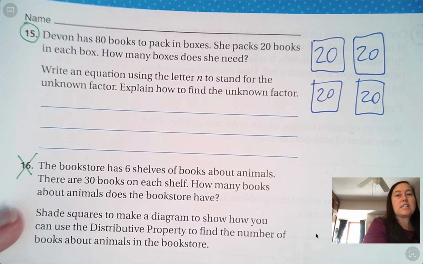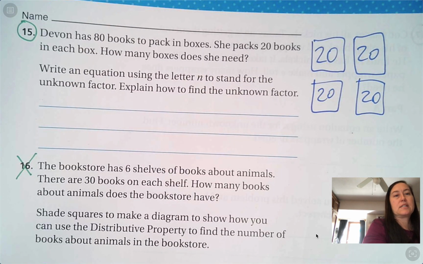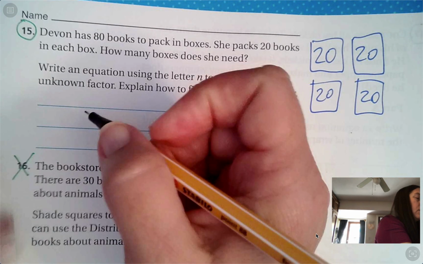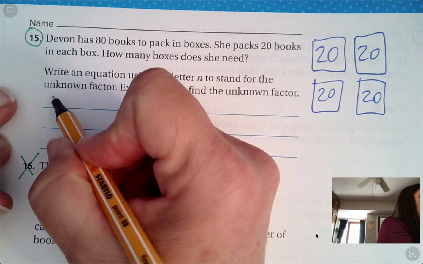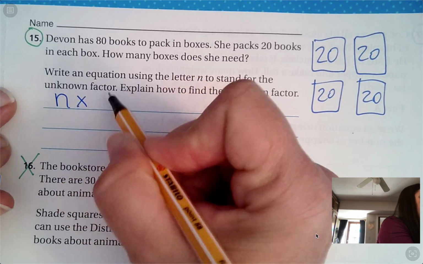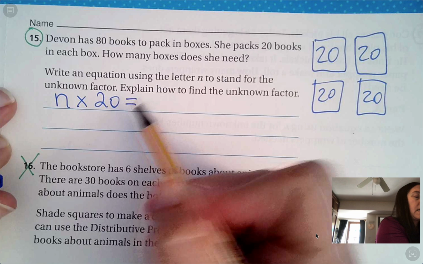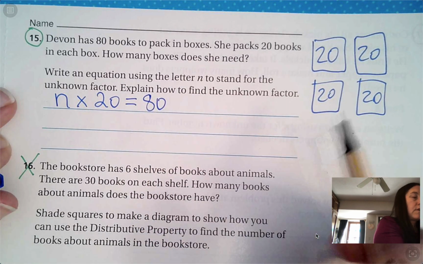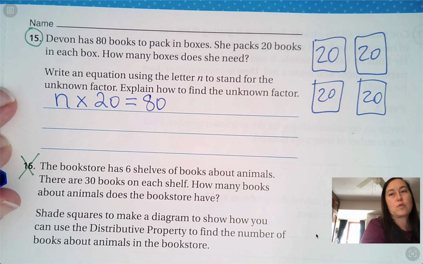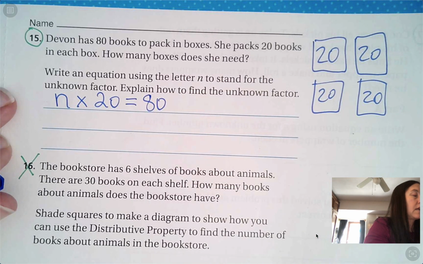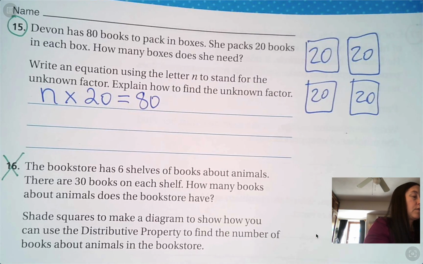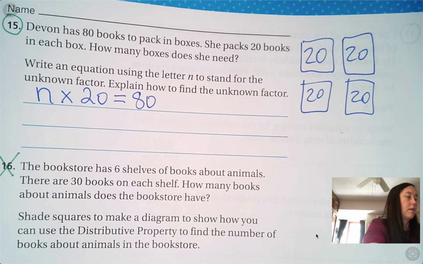So write an equation using the letter n to stand for the unknown factor. So n, so how many groups? We don't know how many groups. N times 20. So how many groups of 20 equals 80? Right? We drew groups of 20 at a time until we got to 80. So how do we know the unknown factor?